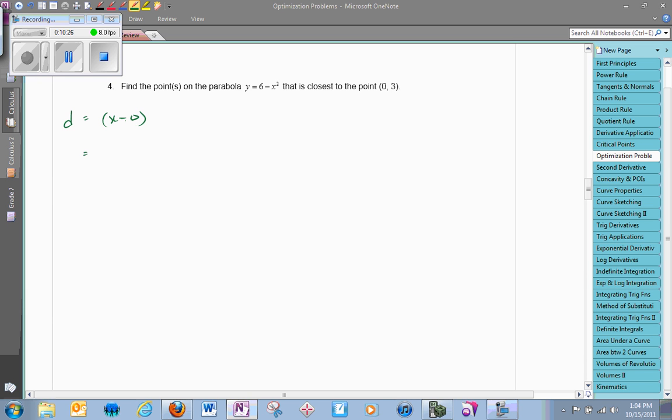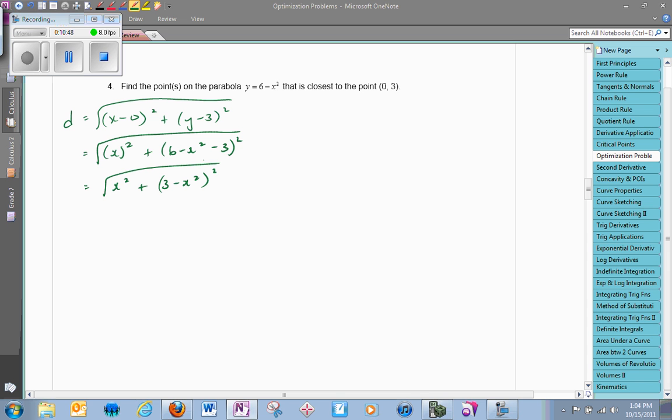Okay, starting at the beginning. It's (x minus 0) squared plus (y minus 3) squared, all square rooted, which is x squared plus, y here I know is 6 minus x squared, minus 3, all squared, square rooted, which is x squared plus (3 minus x squared) all squared, square rooted, which is x squared plus 9 minus 6x squared plus x to the 4, all square rooted. Rearrange and get (x to the 4 minus 5x squared plus 9) all to the half.